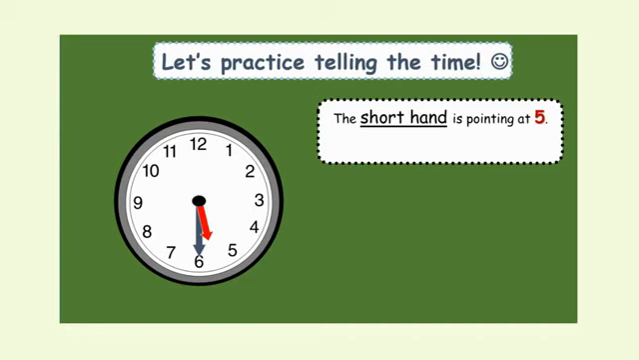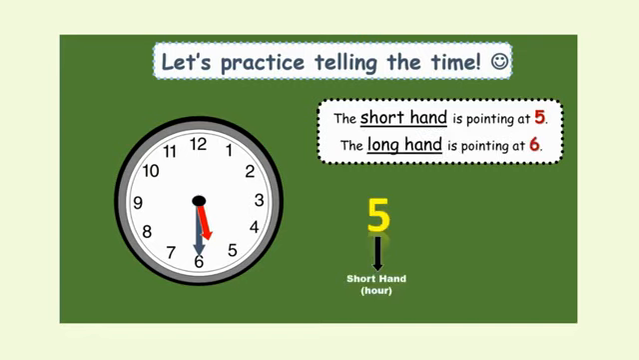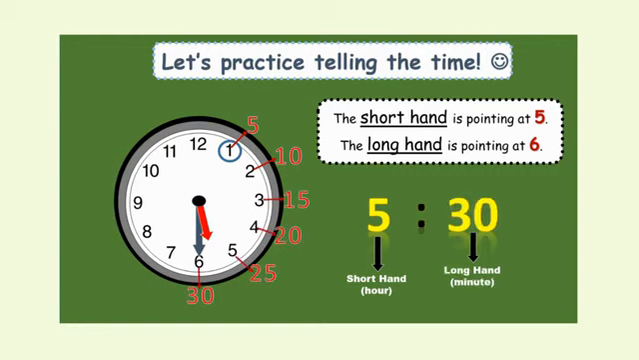Now let's read. What time is it on the clock? The short hand is pointing at 5, while the long hand is pointing at 6. Okay, so we need to skip count by 5. So let's start. 5, 10, 15, 20, 25, 30. So the time is 5:30.